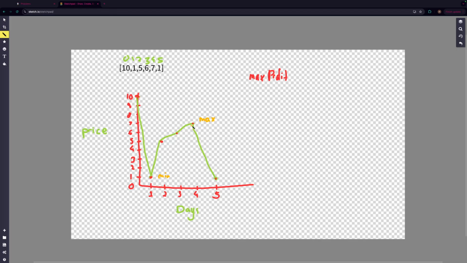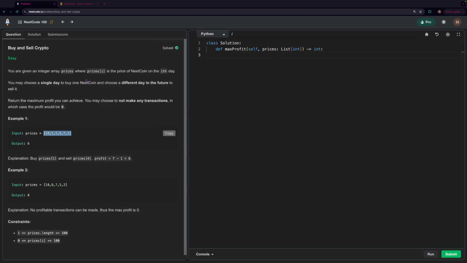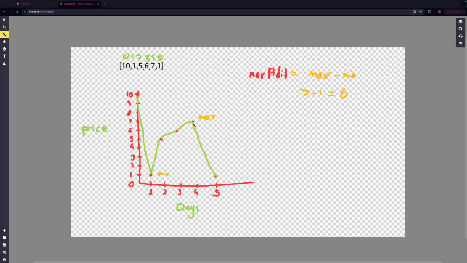I mean, this is going to be the most expensive price we can sell at, so it would make sense to buy it here and sell it here. So to start out, I think we know we can calculate max profit by doing max minus min. In this case, the output of this problem was 6. And as we can see here, we have 7, 1. 7 minus 1 is equal to 6. But now, let's actually try something else.